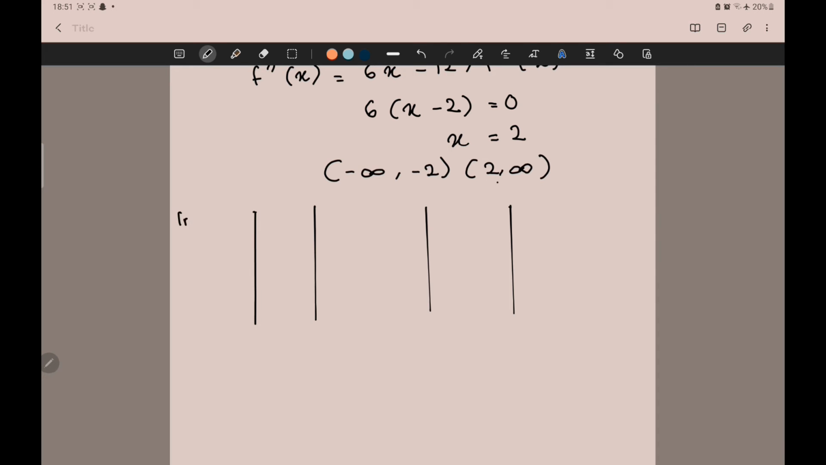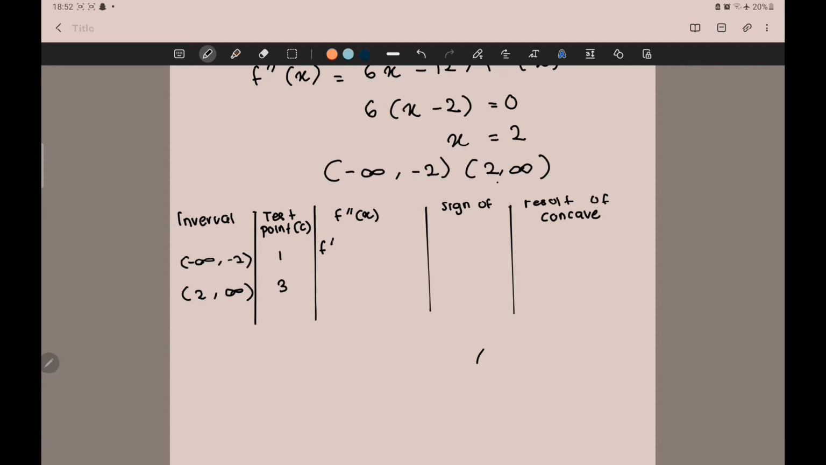So we need to test the value of the function to determine which interval is concave upward or concave downward. To test it, we make a table that includes the interval, test point, function, sign, and the result of concavity. From each interval, we take one value to substitute into the function. For negative infinity to 2, we take 1, and for 2 to infinity, we take the value of 3.